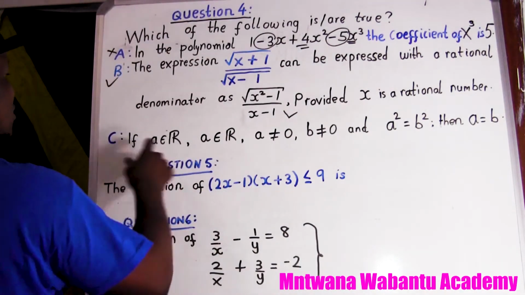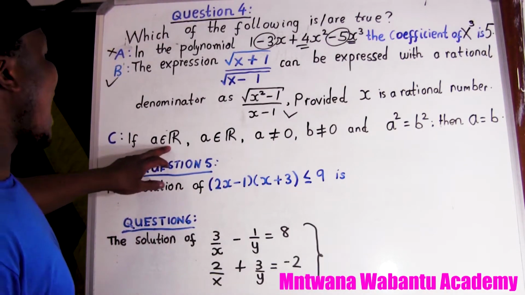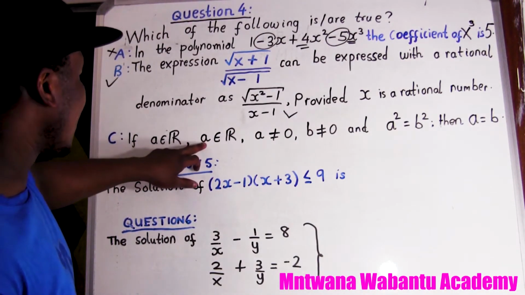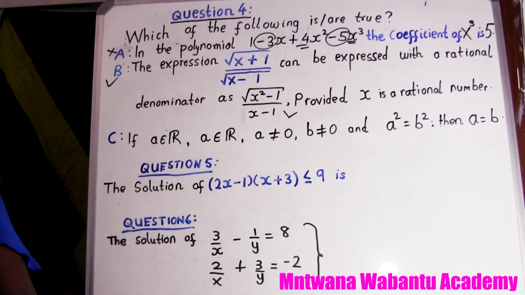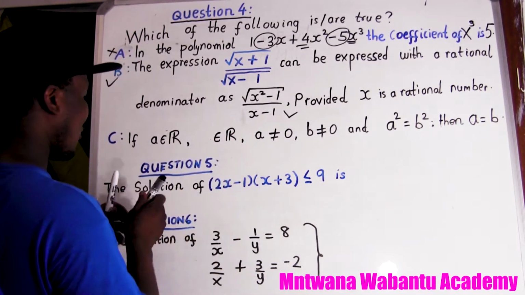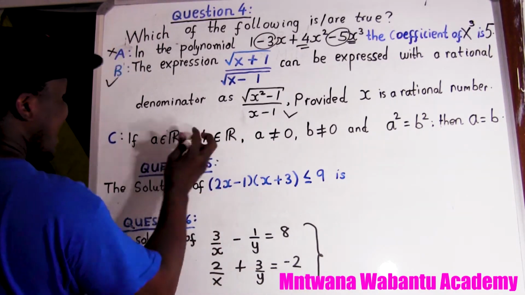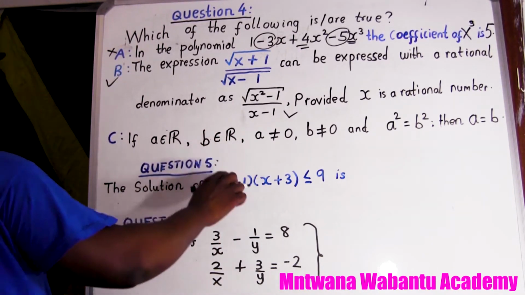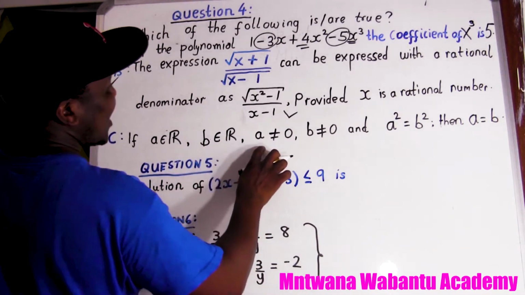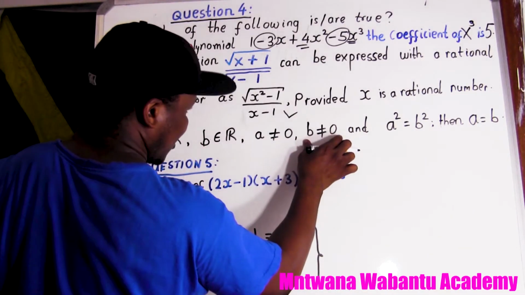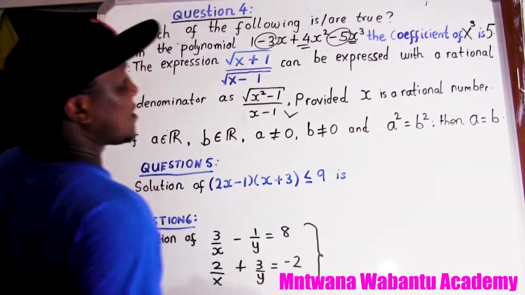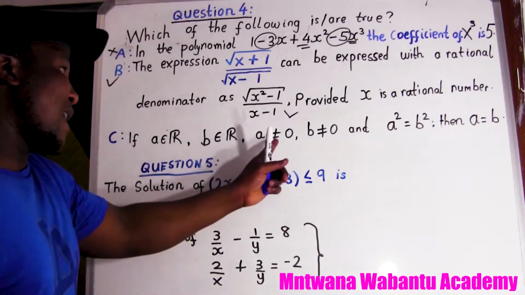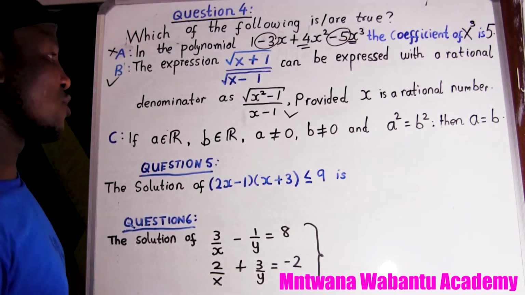Okay, now for this one here, they say A are all real numbers. If A is a real number, this must be B. Let me see. Yeah, this is B. Man, I need to copy correctly. If A and B are real numbers, but they say A should not be equal to 0 and B should not be equal to 0. So if this is equal to this, they say then this must be equal to that. But it should not be equal to 0. So let's see if it's true or not.